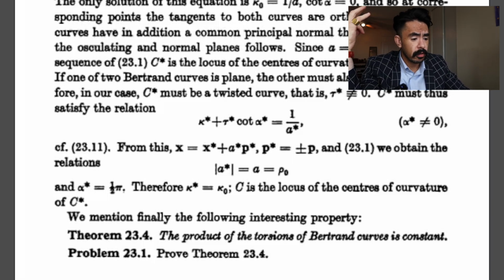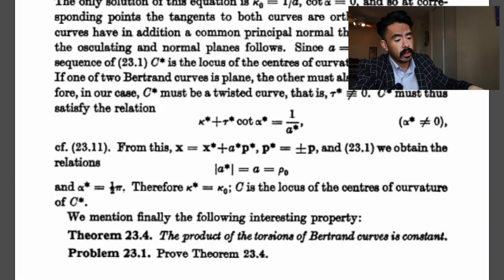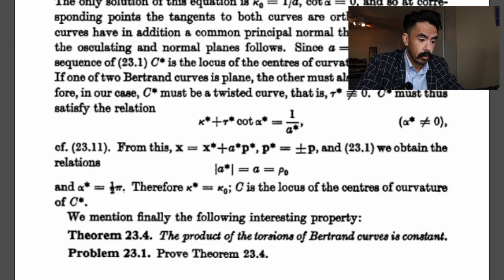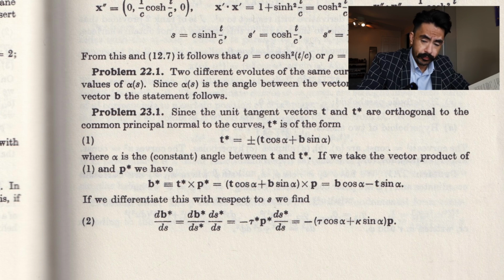We mentioned finally the following interesting property. The product of the torsions of Bertrand curves is constant. This is proven in problem 23.1. It's kind of a little bit circular here. So, problem 23.1, the proof of theorem 23.4.